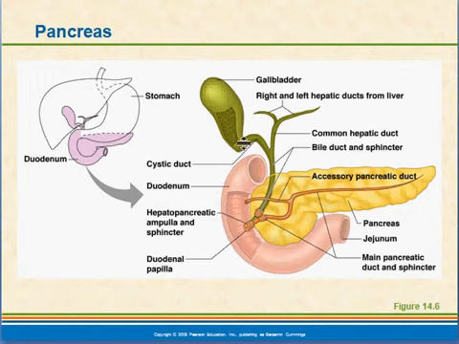Sometimes you can have bile that makes it into these pancreatic ducts, and in situations like that, you can develop a pancreatitis, which is quite painful.